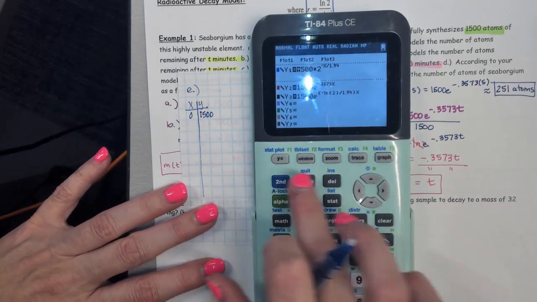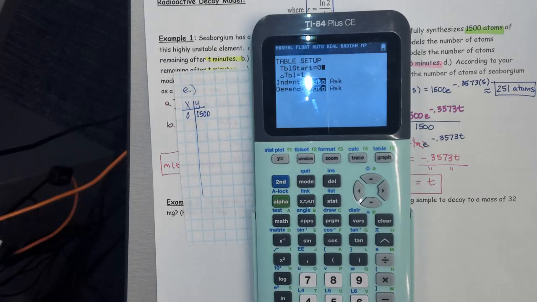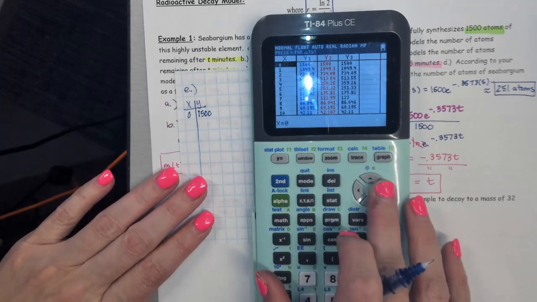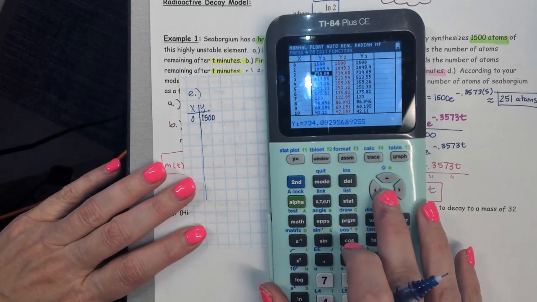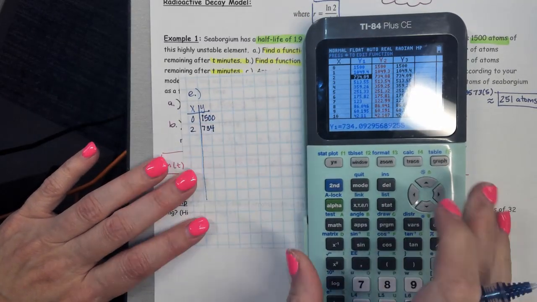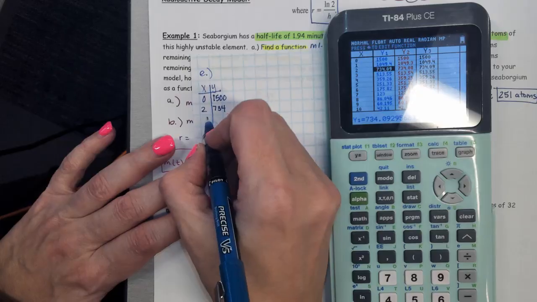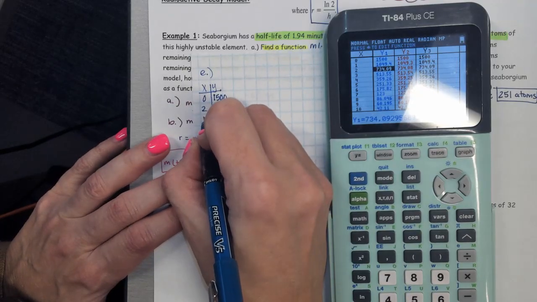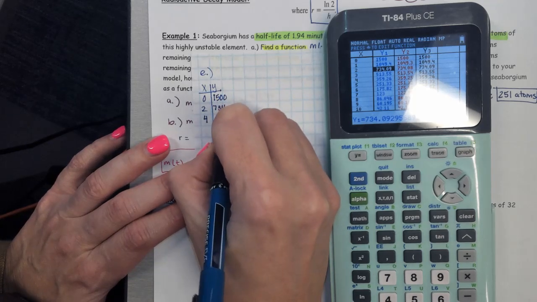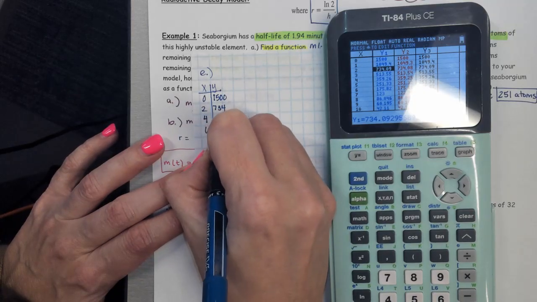I already have my y equals in here, so when we go to the table, sorry, I'm going to start at 0, and then I'm going to look and see what's happening here. So yep, I have 1500. At 2, I'm at 734. Generally, I will round to the nearest whole number because when you're dealing with numbers this large, okay, a 0.4 isn't going to matter. Okay, so I have 359. At 6, I'm at 176.